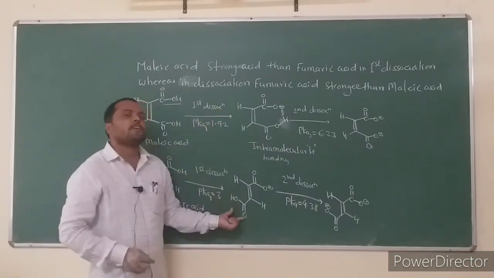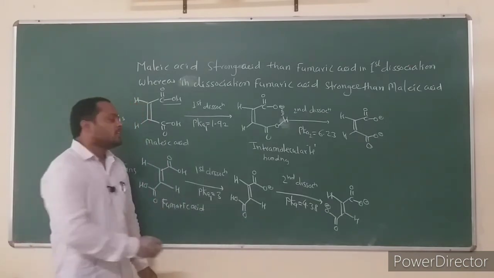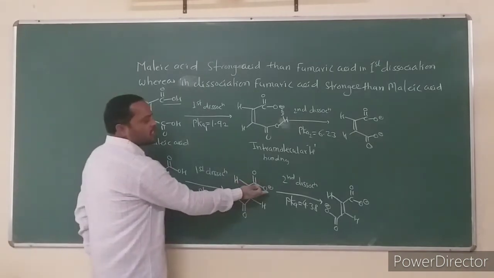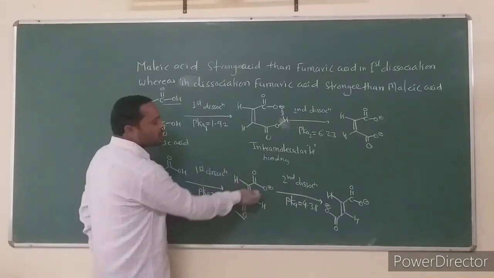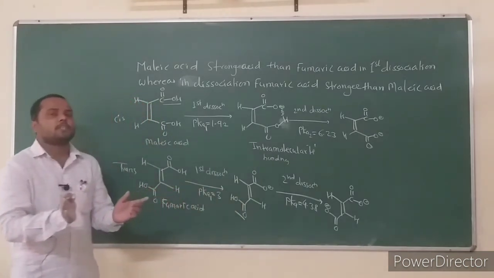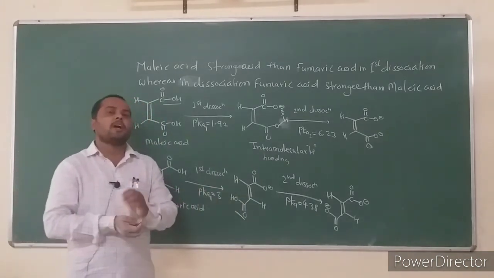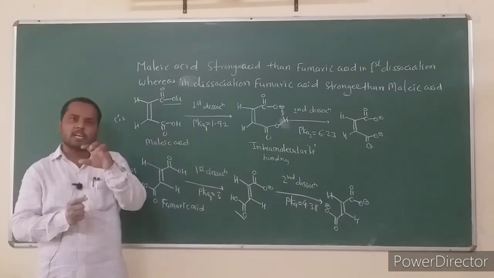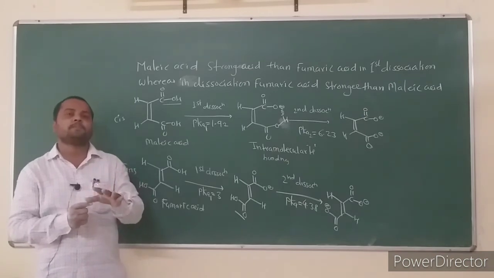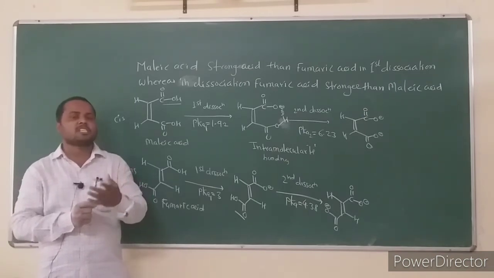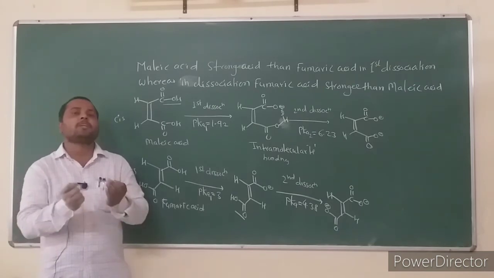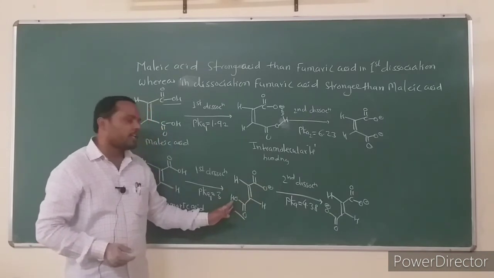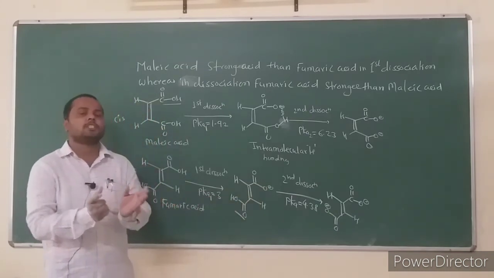But such intramolecular hydrogen bonding is not possible in the conjugate base of fumaric acid, because the negatively charged oxygen and the other carboxylic group are present on opposite sides. Hydrogen bonding requires two conditions: an electropositive atom, which is always a hydrogen atom, and an electronegative atom, which may be oxygen, sulfur or nitrogen. They should be close to each other. This electronegative oxygen and this hydroxy hydrogen are apart from each other.